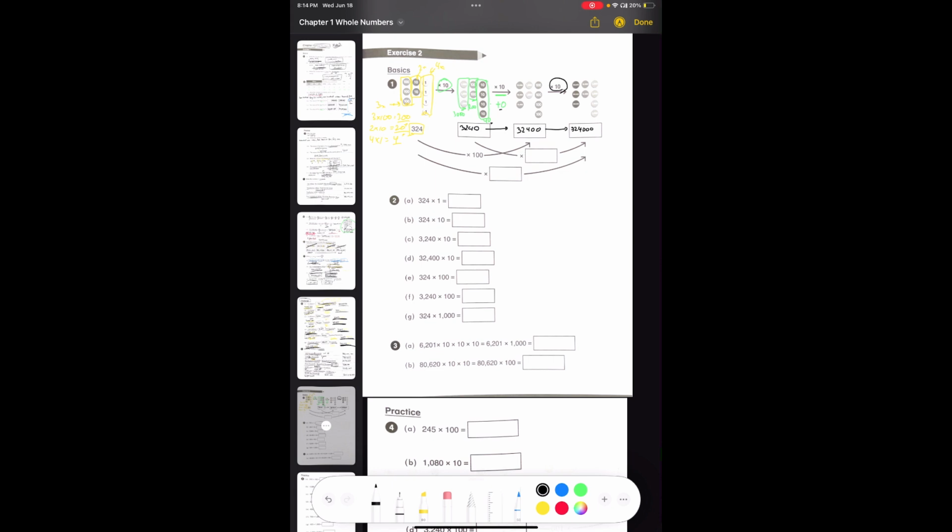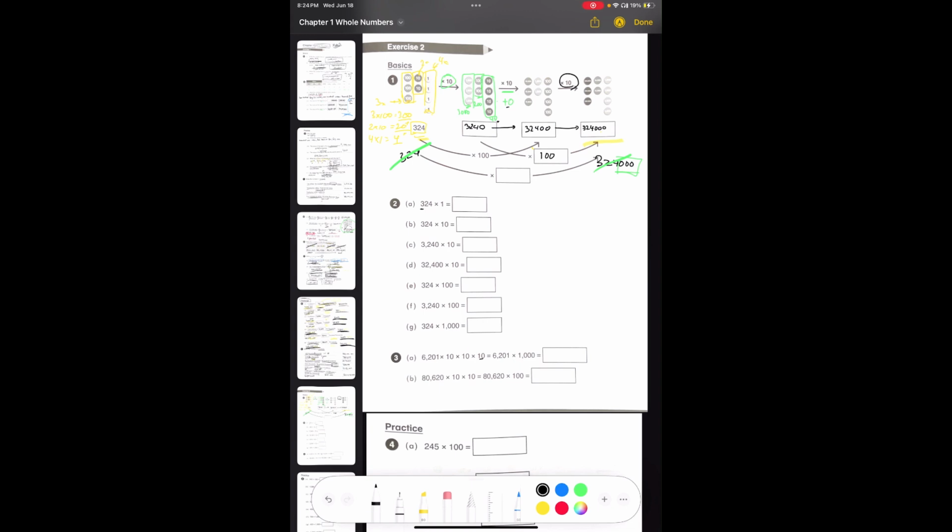Alright, so now we move on over here. So 324, we can check this with times 100. So 100 has 2 zeros. So all we're going to do here is 324, 3 zeros. Cross this out because they're exactly the same. So we have 1,000 here.